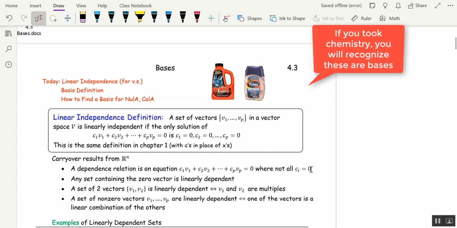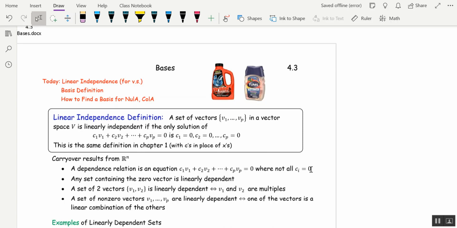Welcome to section 4.3 on bases. So last time we talked about null A and col A, and today our goal is to find a basis for null A and col A. So first we have to figure out what a basis is, and before we can do that we need to revisit the definition of linear independence.